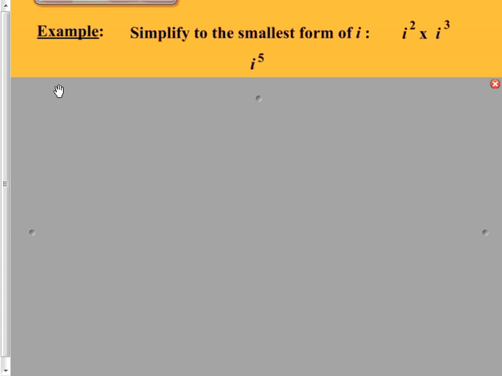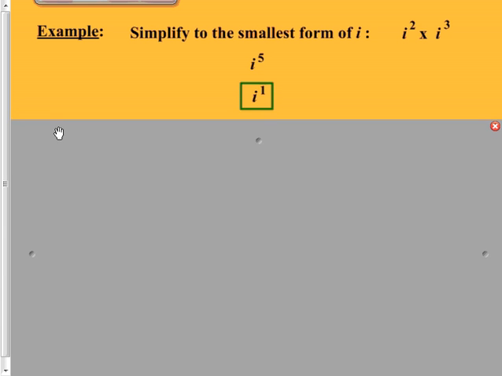Follow the laws of exponents, add them up. Okay, is i to the fifth simplified as small as we can get it? No, it's not. That's part of that cycle. Where does i to the fifth line up with i to the first, i squared, i cubed, and i to the fourth? i to the fifth is the equivalent of i to the first, or we don't have to write the first power. We could simply write i.